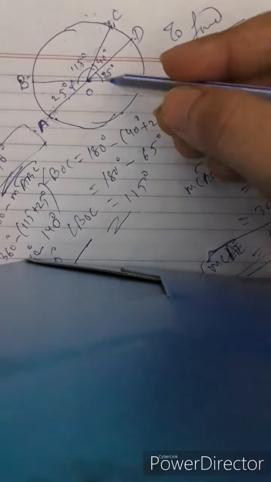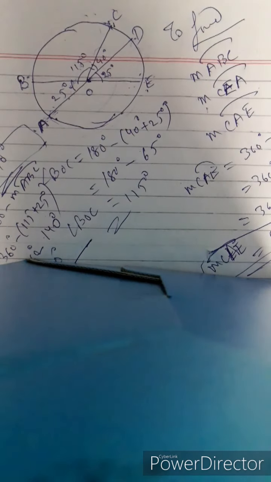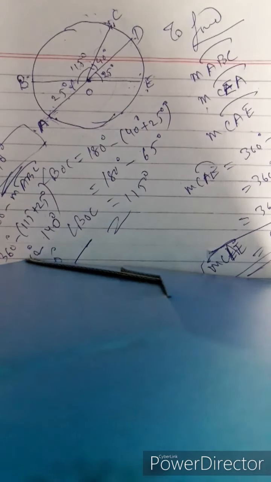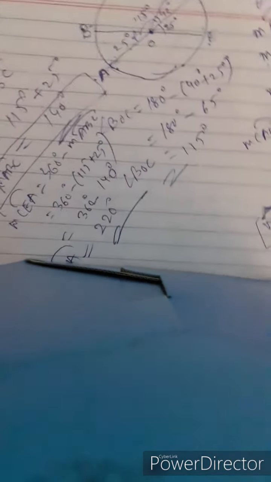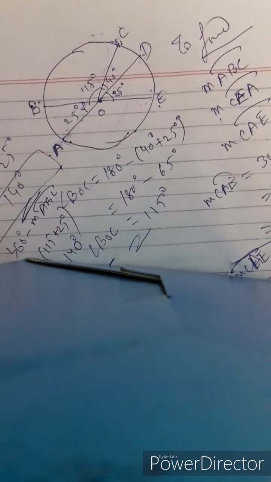It is simple. We have to consider the excluding part: 360 degrees minus the part which is excluded, and we find out the measure of the reflex angle. It's very simple. I hope you got this problem.